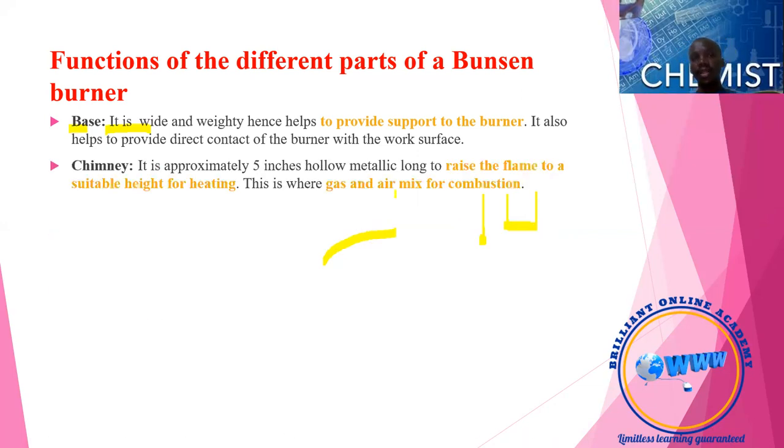Another one is the chimney. So the chimney is approximately 5 inches tall, metallic and long. The reason why it is long is just to raise the flame to a suitable height for the heating. So that chimney is long and it is a metallic one, meaning it cannot be burnt by the flame which is being produced.